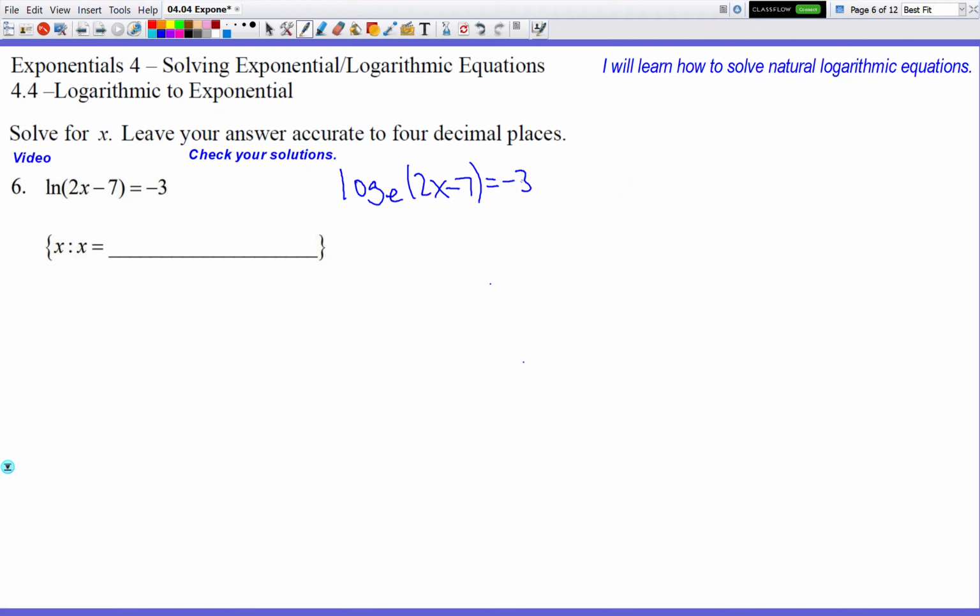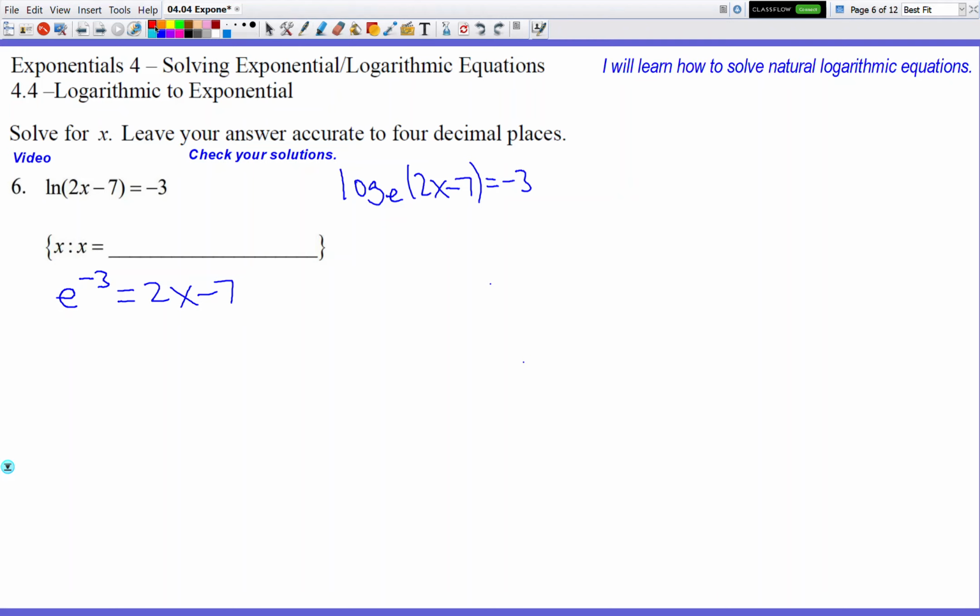The only reason why I wrote it like this is because when I change it to exponent form, I can see that, yep, my base is actually e, so I'm going to write an e. My power is negative 3, and it's going to be equal to 2x minus 7. Okay? All right, so we're going to solve for x, and we're going to get x by itself.